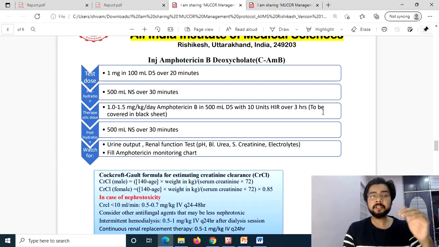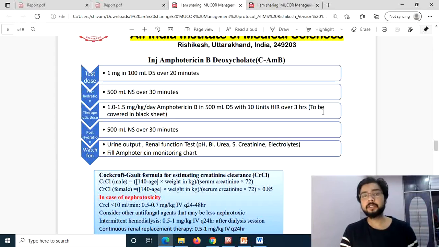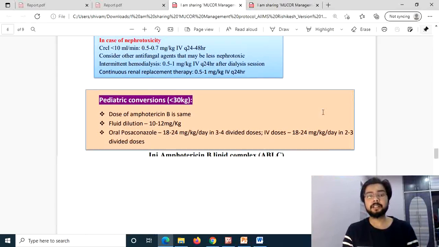In a similar way, there are other things for amphotericin B deoxycholate and liposomal one.